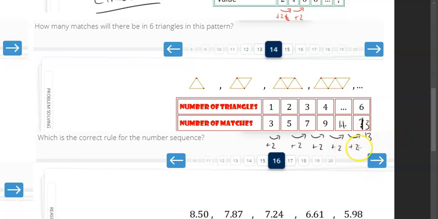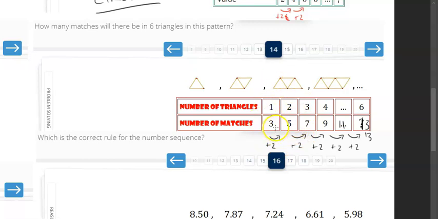I want to see if I can find a link between the number of triangles and the number of matches required. Now this one is not obvious. There's no obvious way. It doesn't look like we can just double it, because if we double 1, we get 2. If we double 2, we get 4. If we double 3, we get 6.